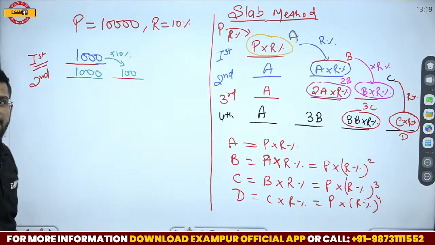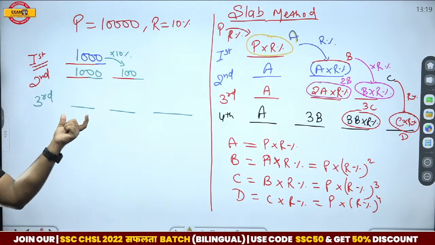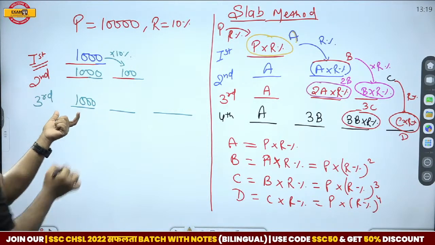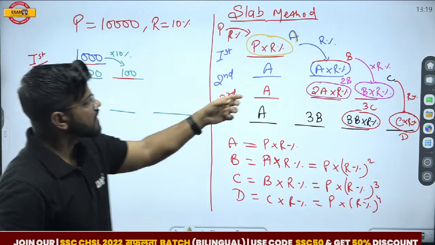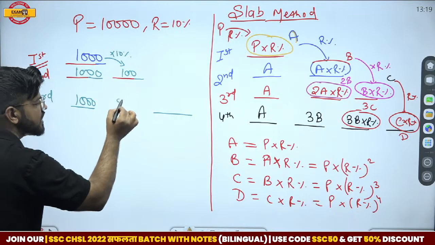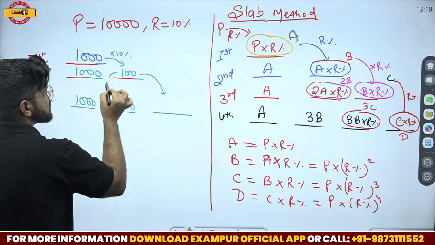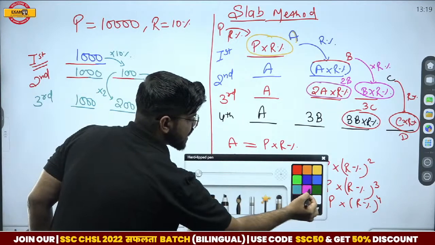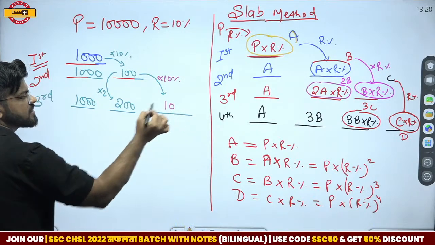Very good. Okay, now for the third year, what will I get in this slab, just comment it down. Exactly the same thing. R percent of P, nothing else, A. And if this is B, then next slab is 2B, so we are getting 200 directly. This is nothing but 2 times of this, right? And now we will get 10% of this, so 10, nothing else.